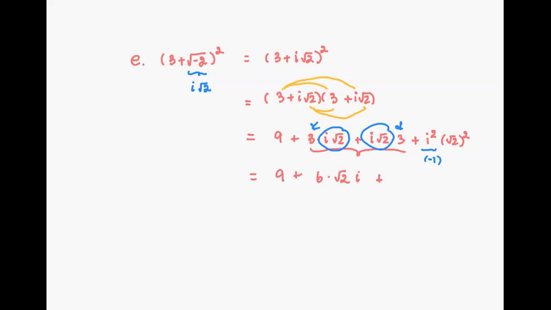Square root 2 squared is positive 2. So then this product becomes negative 2. So just erase this and then we write it as minus 2. At this point, we can see 9 and negative 2 can be combined to be 7. And then plus the imaginary part is 6 square root 2 times i. As the final result.